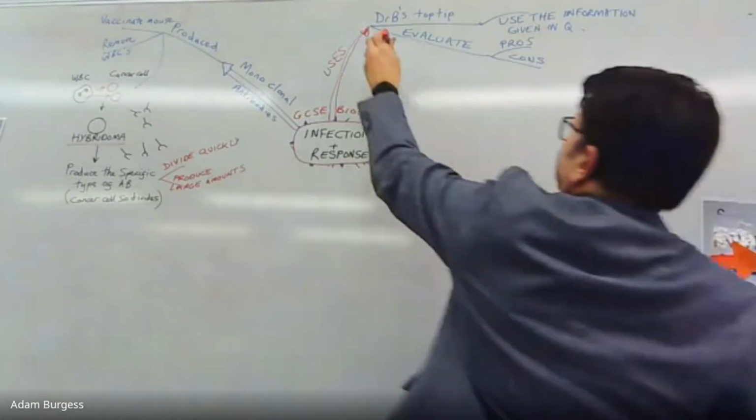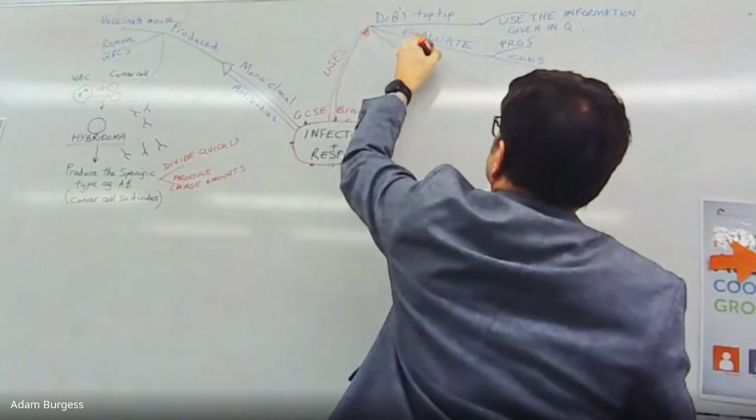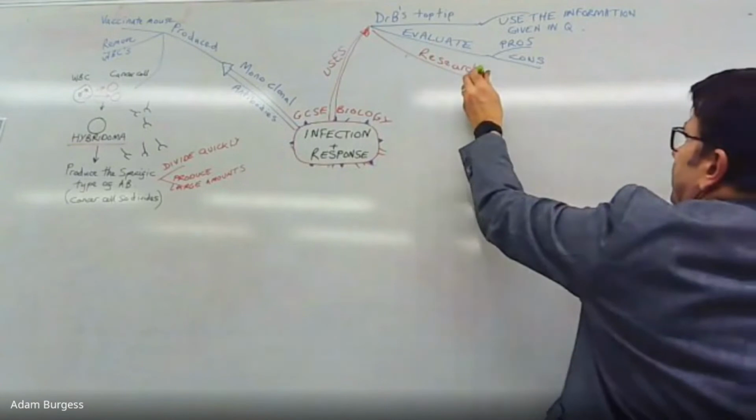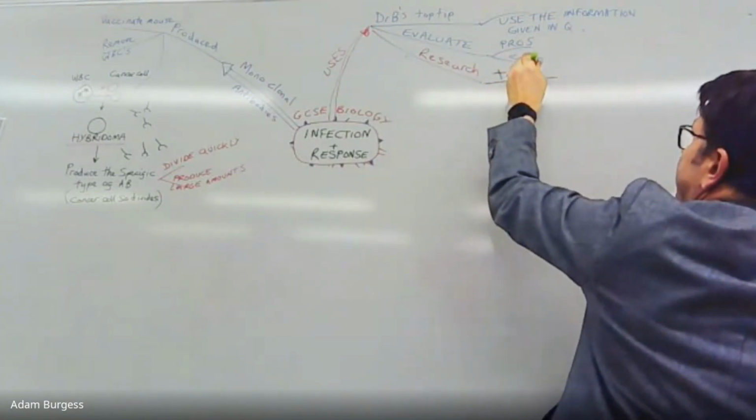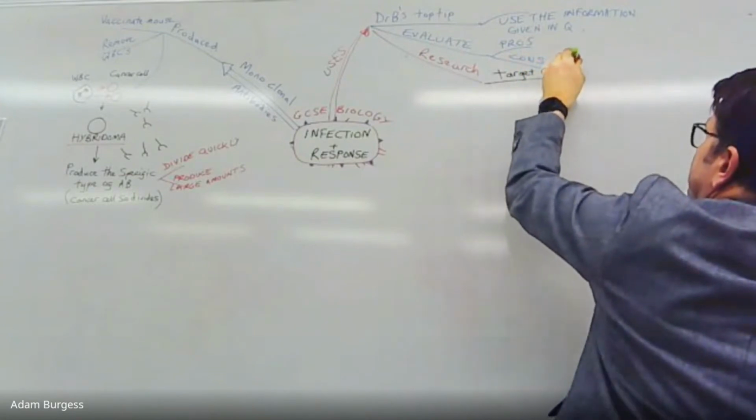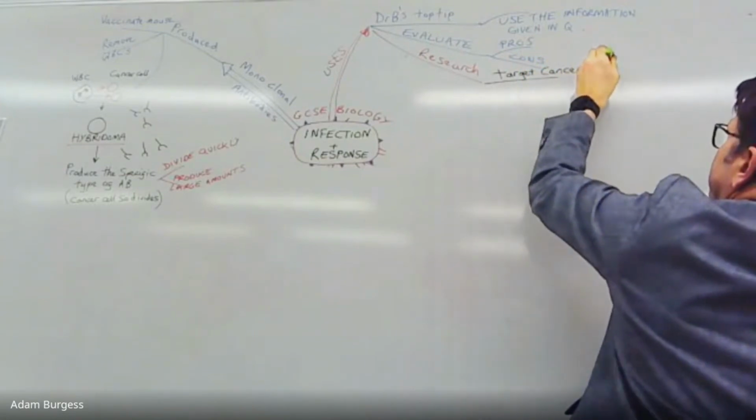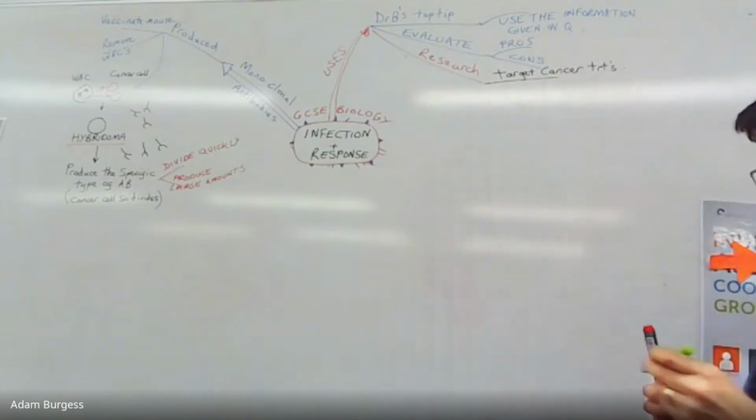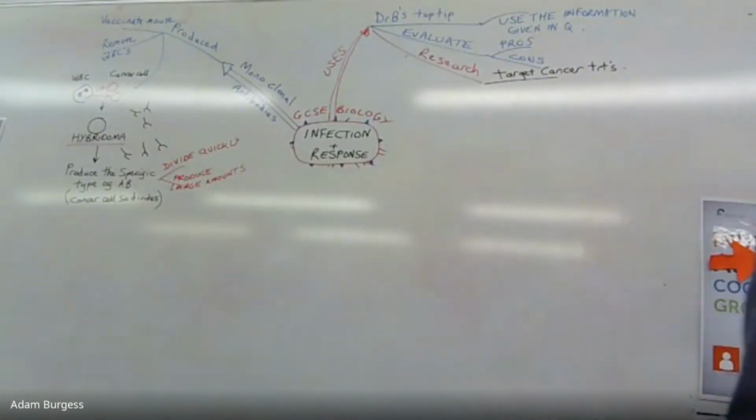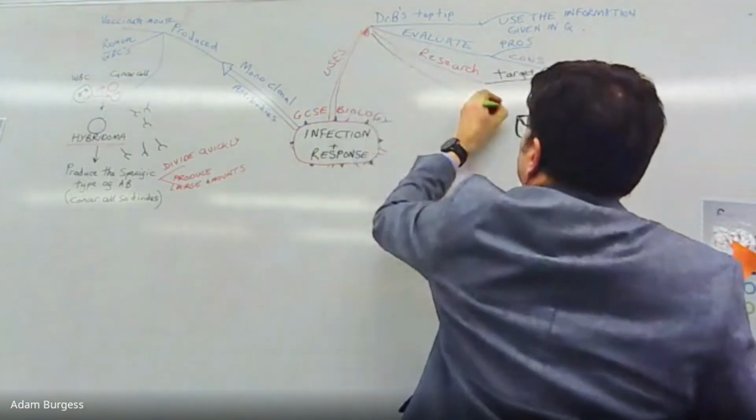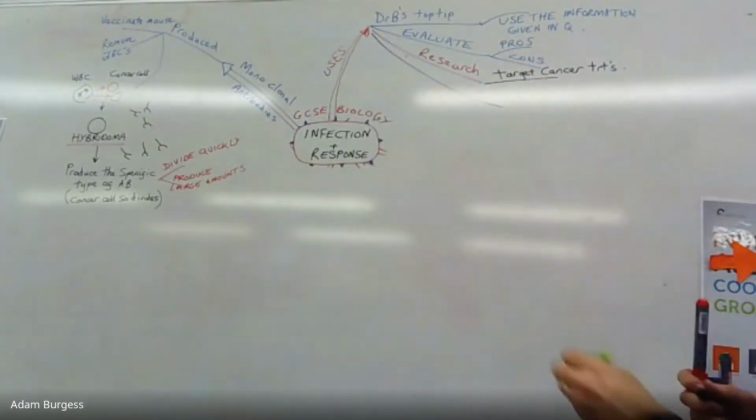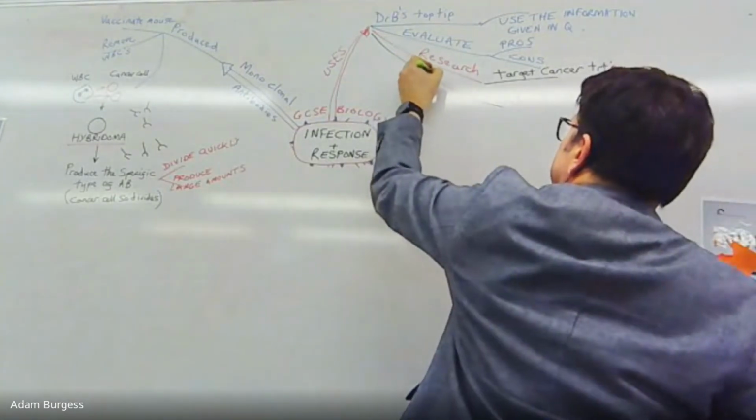So what are they going to be used for? Well, they'll be used for research. So they can maybe target cancerous cells. So it's used in cancer treatments. So they can get the antibodies to the cancer cells, for example. So that's the second one, is for curing disease, so treating disease.